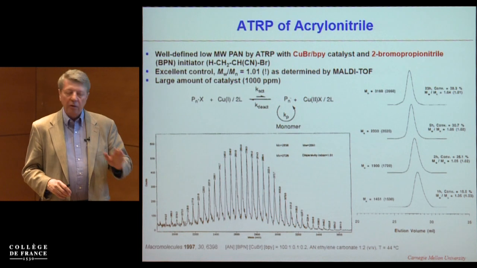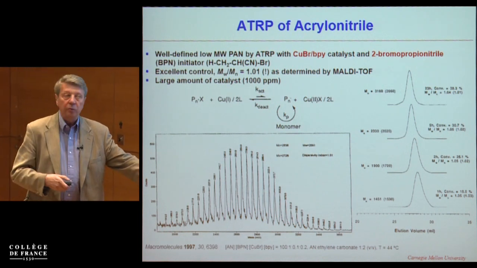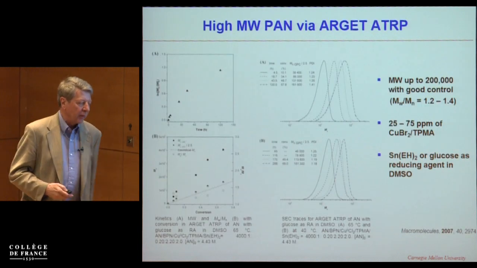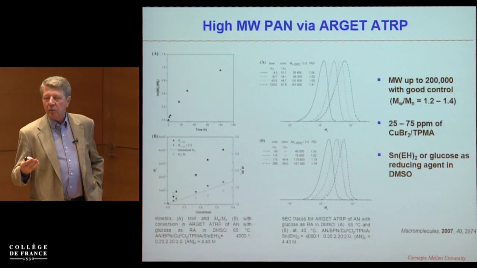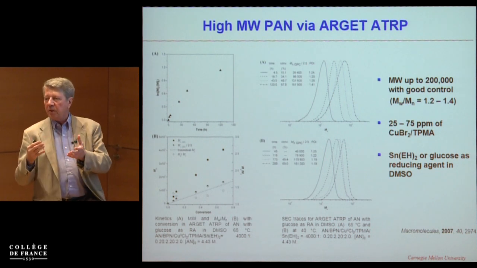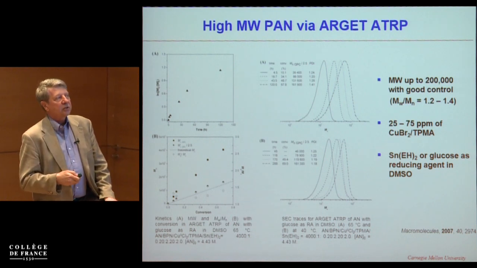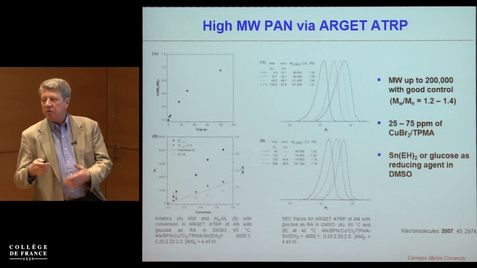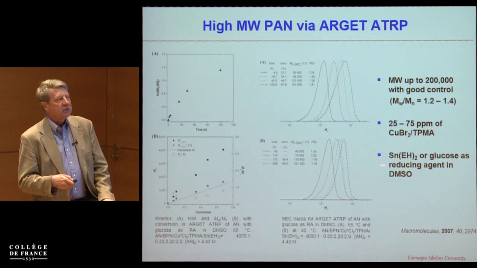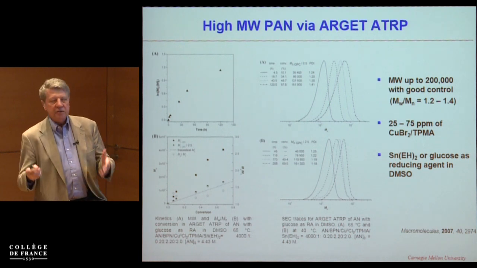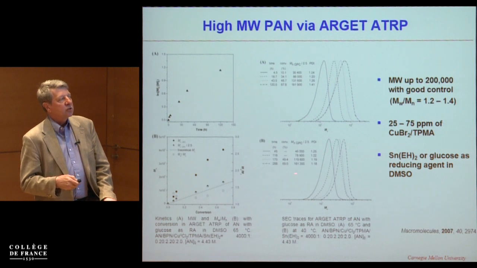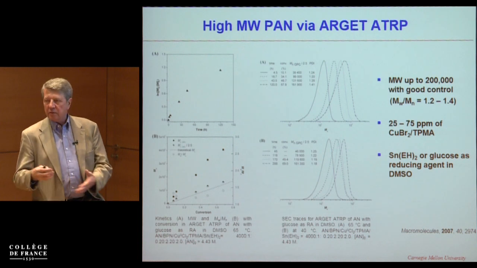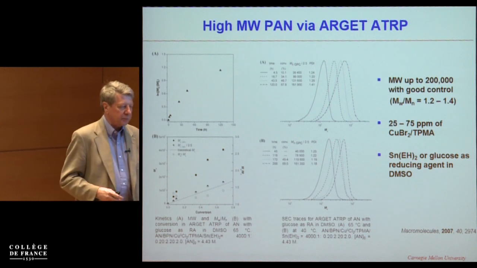These were relatively low molar mass systems and high copper loading, so this amount of copper was in a range of 1,000 ppm or more. If you want to go to higher molecular weight, now we can use these low ppm copper systems. This is based on a much stronger ligand, tris(2-pyridylmethyl)amine, and we use as a reducing agent, in that case, tin, sometimes glucose, some other systems as well. You can see that we can reach molar masses in a range of 100,000 or sometimes even more. And this system works quite nicely.